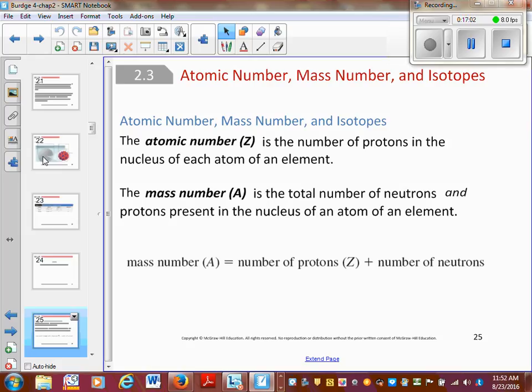So carbon has 6 protons. How many positive charges does it have? 6. So remember I said atoms are neutral, so how many negative charges do I need to balance it out? 6. So how many electrons do I have to have? 6. I have 6 negative charges to match the 6 positive charges. So we said Z, the atomic number, is the number of protons. It's also the number of electrons, because it has to balance out.